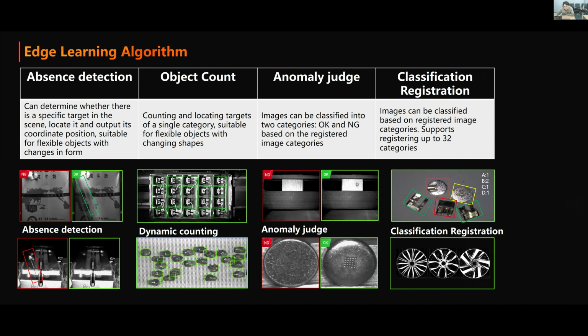And the last one is classification registration. Images can be classified based on the registered image categories. It supports registering up to 32 categories. It is mainly for distinguishing objects that have a big difference.